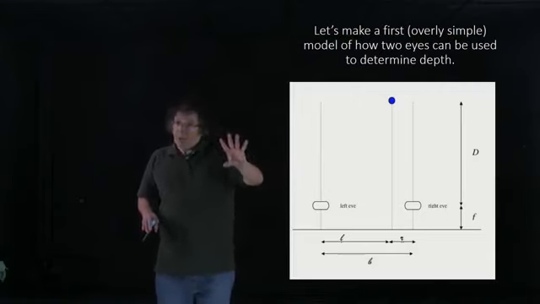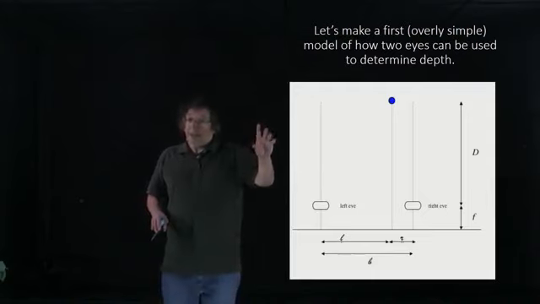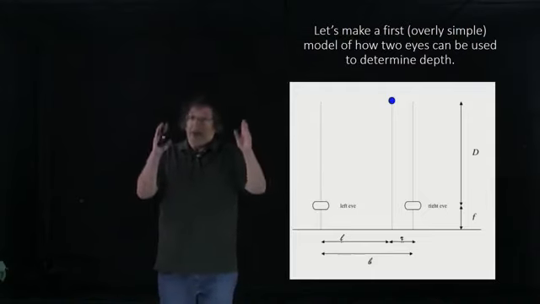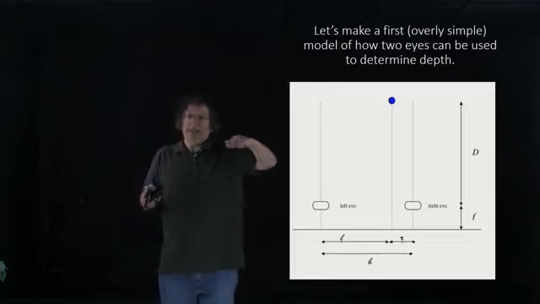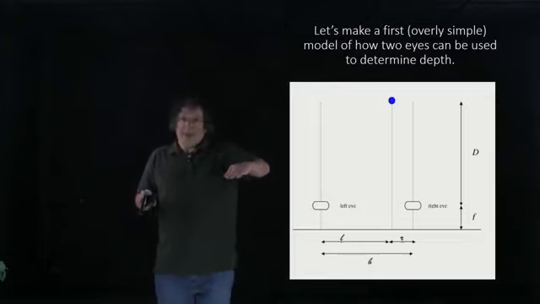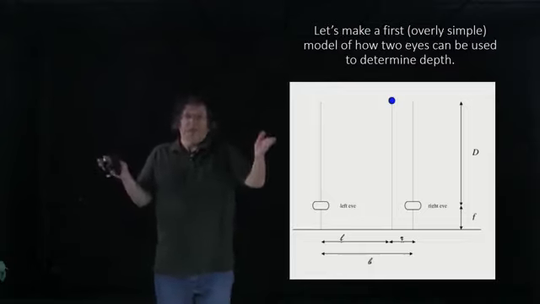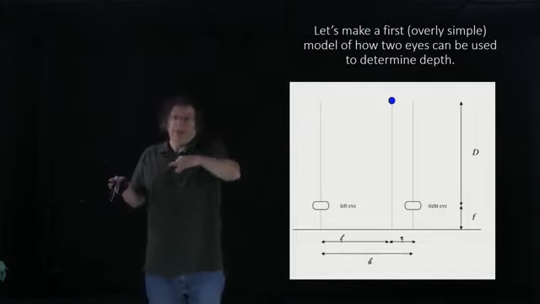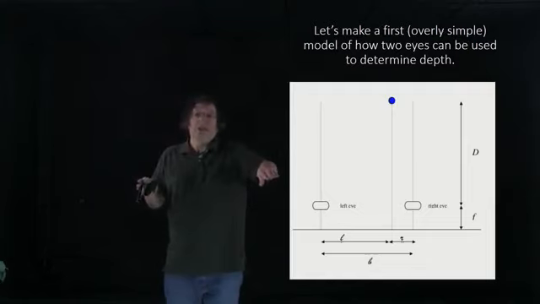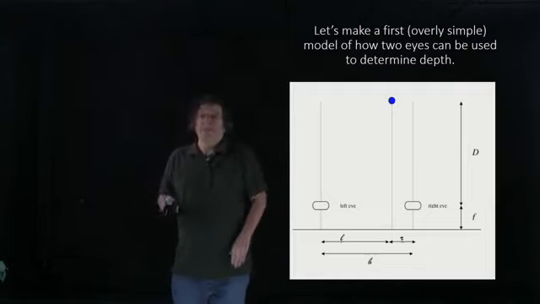So to sum up so far, we're interested in finding the distance D. We have two eyes, left and right, and the focal length of the eye lens is f. So they're projecting onto the retina at a distance f.